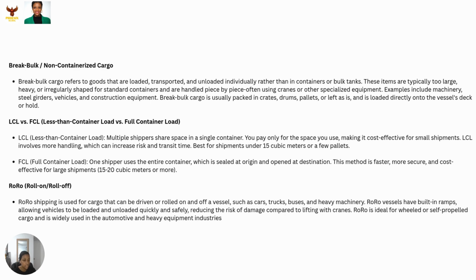Examples include machinery, steel girders, vehicles, and construction equipment. Break bulk cargo is usually packed in crates, drums, pallets, or left as it is, and is loaded directly onto the vessel's deck or hold.